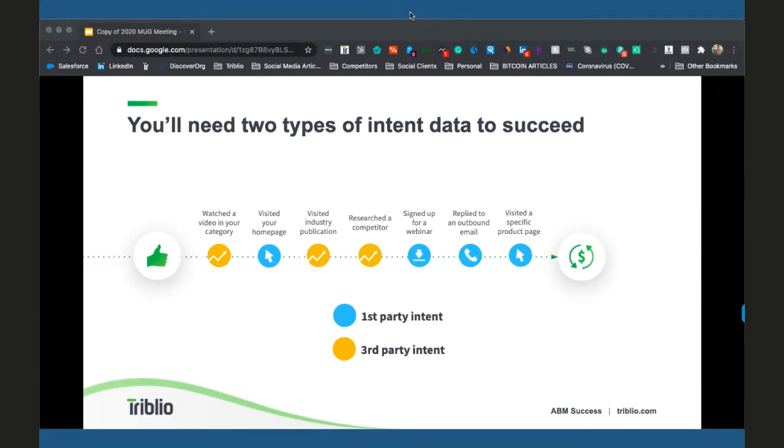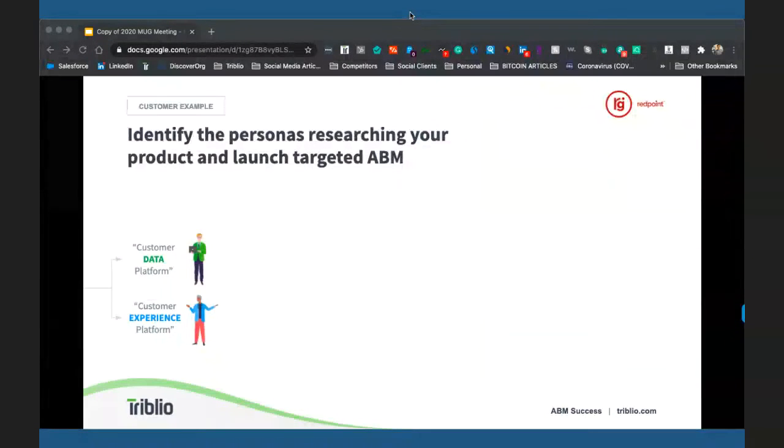And so for someone like Redpoint Global, one of our CDP customers, so they sell a customer data platform.